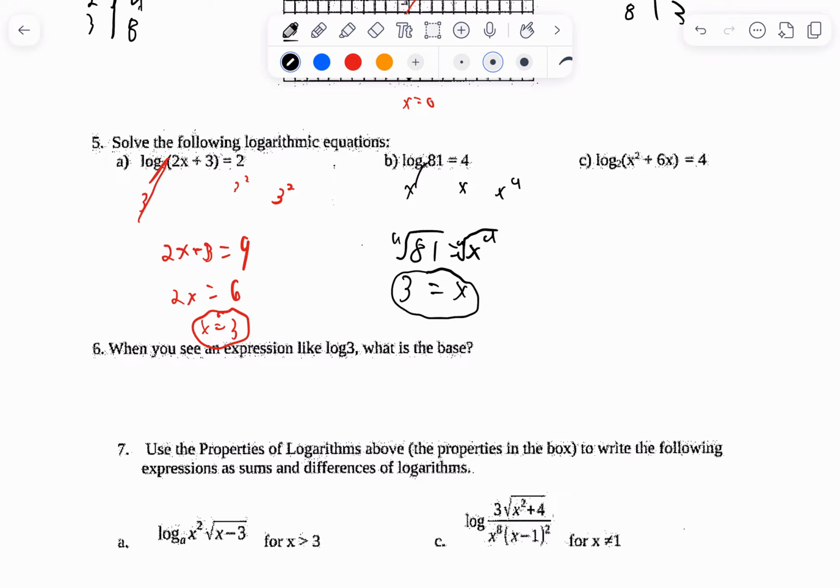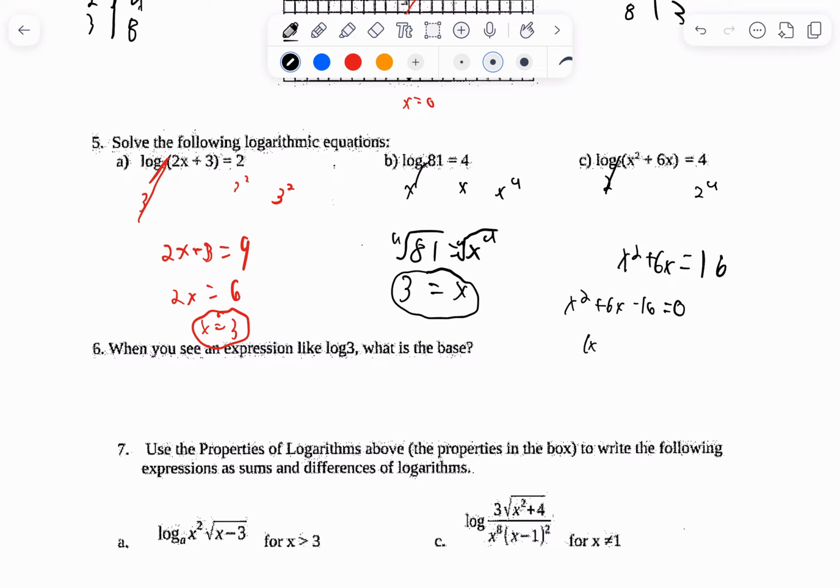Now we have log base 2 of x squared plus 6x, so we're going to take the 2 and cross that out. 2 to the power of 4 is 16. So x squared plus 6x equals 16. And now we're going to do the equals 0 thing. x squared plus 6x minus 16 equals 0.